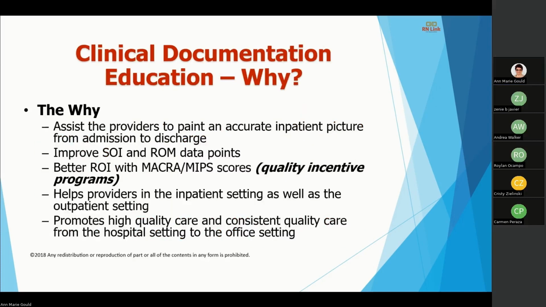And then the education, the why. When I tell the why, I tell the docs, assist the providers to paint an accurate inpatient picture from admission to discharge, improve SOI ROM data points, and better return on investment, or ROI, with MACRA MIPS scores. These are part of the quality incentive programs that are out there for providers today.